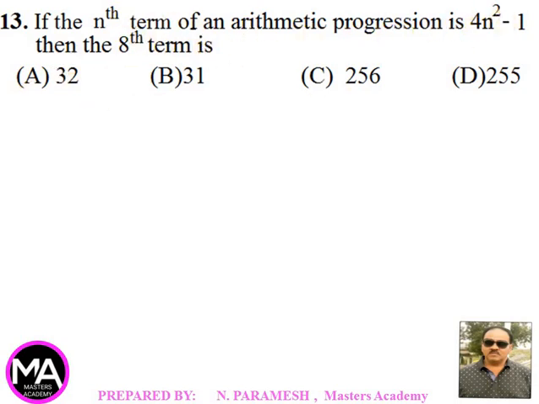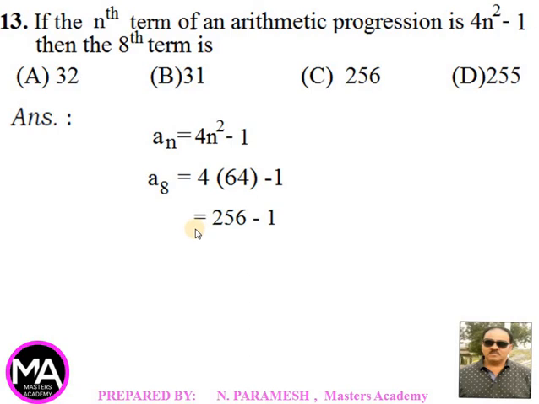13th question, if the nth term of an arithmetic progression is 4n square minus 1, then its 8th term is, 4 options are given. Answer, an is equal to 4n square minus 1, a8 is equal to 4, 8 square is 64, minus 1 is equal to 256 minus 1 is equal to 255. That is there in option D.